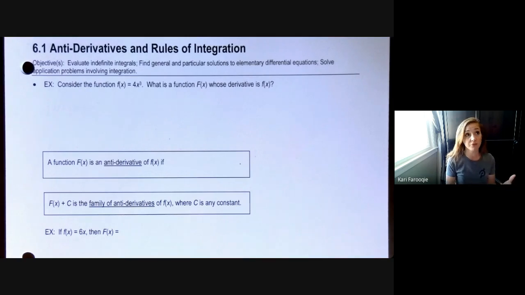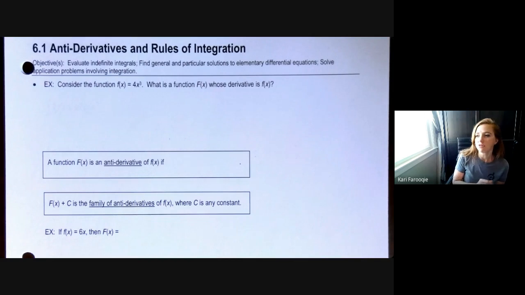Instead of taking a function and finding its derivative, we're going to be given a derivative and asked to find the original function. So moving backwards, we're going to evaluate indefinite integrals. We're going to talk about the difference between the two of those in a later section. Eventually, we will also have definite integrals, but right now, we're going to focus on indefinite integrals. We're going to find general and particular solutions to elementary differential equations. Don't freak out, it's not as crazy as it sounds, and we'll solve some application problems involving integration.